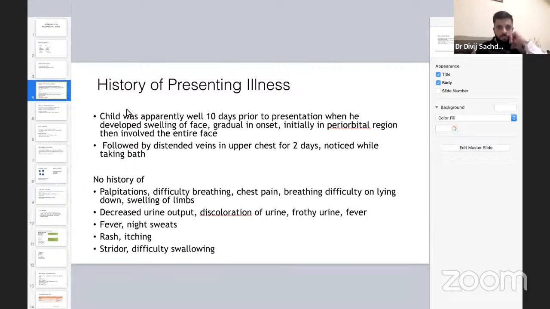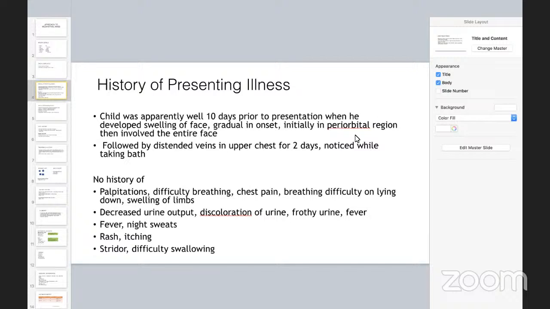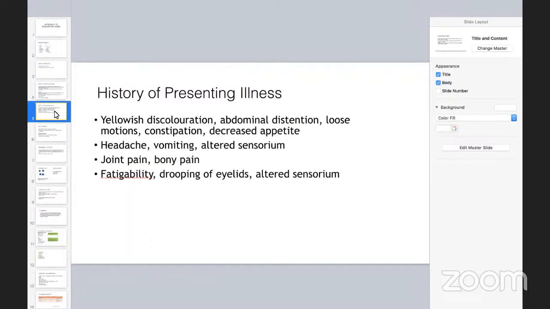There was no history of palpitations, difficulty breathing, chest pain, difficulty breathing on lying down or swelling of limbs. There was no history of decreased urine output, discoloration of urine, frothy urine, fever, night sweats, rash, itching, stridor, or difficulty swallowing. There was no history of any yellowish discoloration, abdominal distension, loose motions, constipation, any headache, vomiting, altered sensorium, joint pain, bony pain, fatigability, and drooping of eyelids.